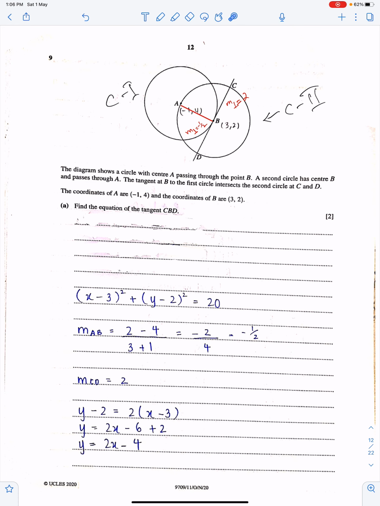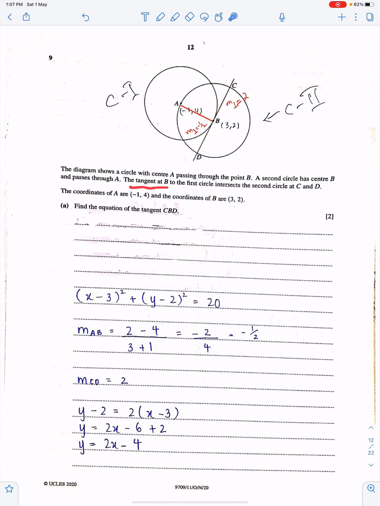Next question. The diagram shows a circle with center A passing through the point B. This is circle 1 and this is circle 2. This circle has center A and this circle has center B. A second circle has center B and passes through A. So this is the radius. This is also the radius and this one is also the radius.